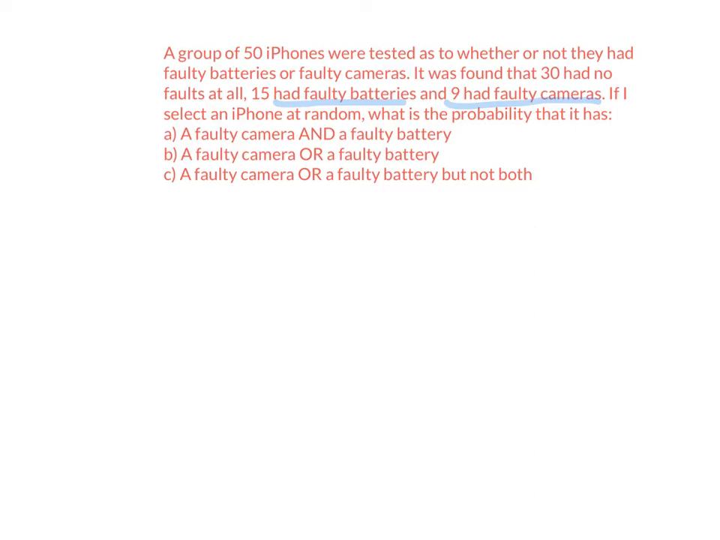Let's start off with the Venn diagram. So they all look pretty much the same. We're only looking at two sets. So a rectangle and two circles, one for each set. Okay? So the two sets here, we've got iPhones that have faulty batteries. That's what I mean by bat, and then cam for faulty cameras.